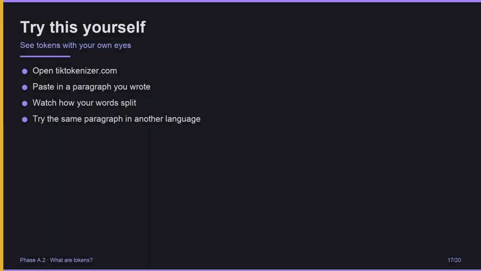Here is a small exercise. Open a website called ticktokenizer.com. Paste in a paragraph you wrote, maybe an email you sent today. Watch how your words split into tokens. Then try the same paragraph translated into another language, and compare the token counts. 5 minutes of this, and you will never think about AI the same way again.